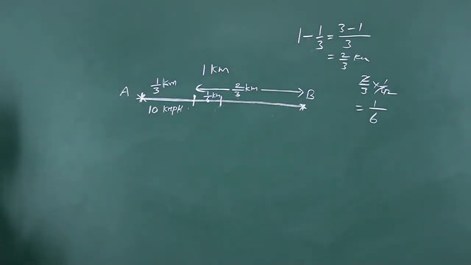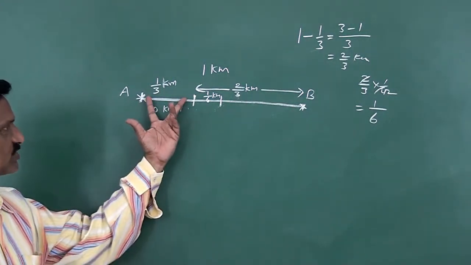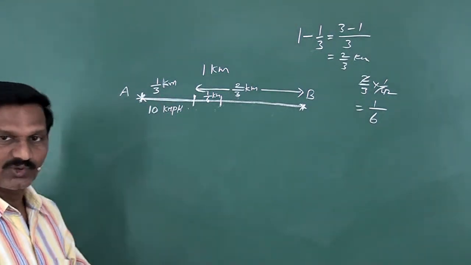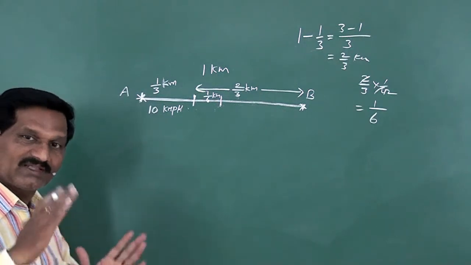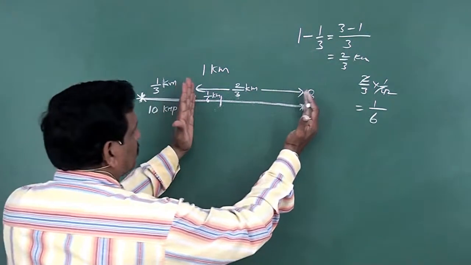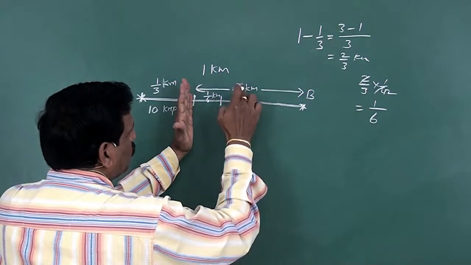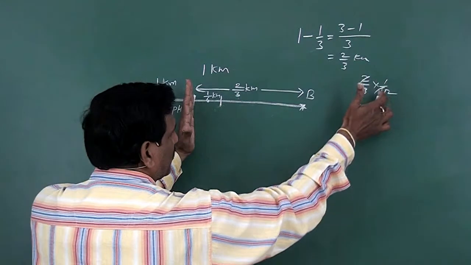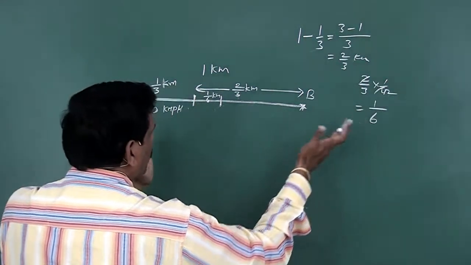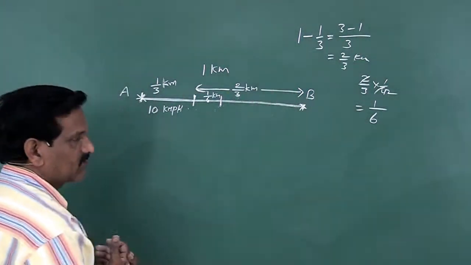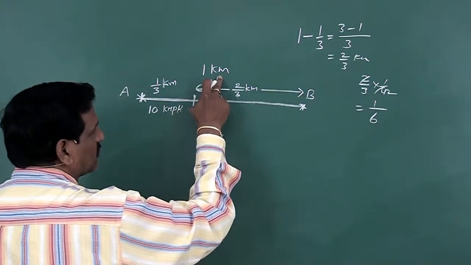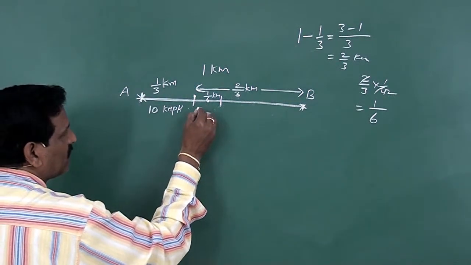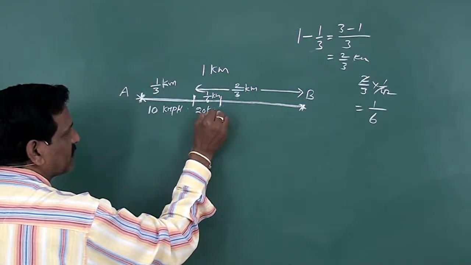So here the first 1/3 is the first part, then the next 1/4. Next 1/4 means 1/4 of the remaining distance. Remaining distance is 2/3 kilometer. Out of 2/3, we have to take 1/4. That means 2/3 into 1/4, that is 1/6. So 1/6 of the total distance, which means 1/6 kilometer. This 1/6 kilometer you travelled with another speed, 20 kmph.